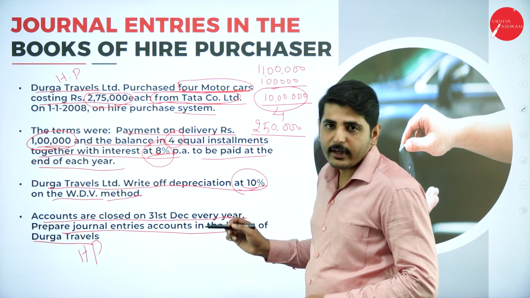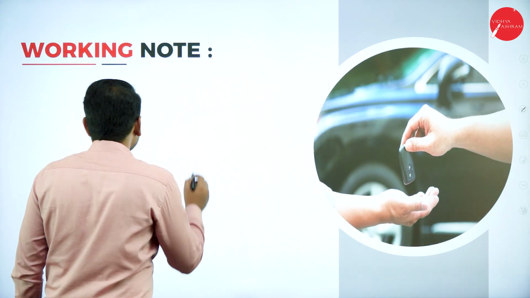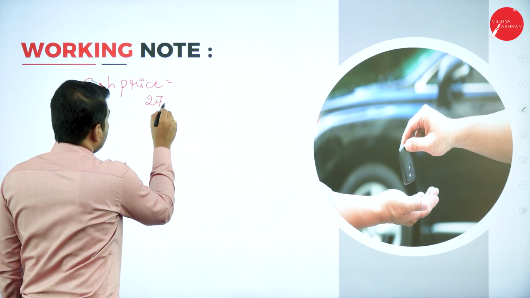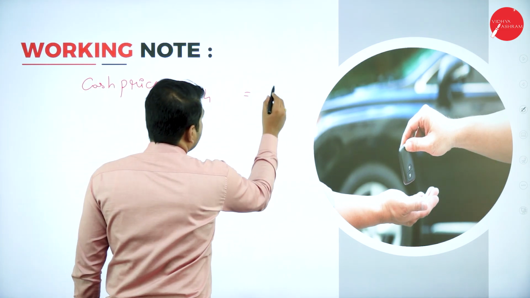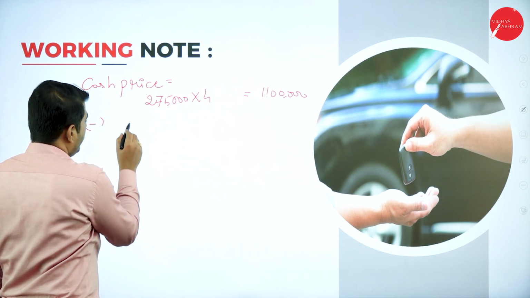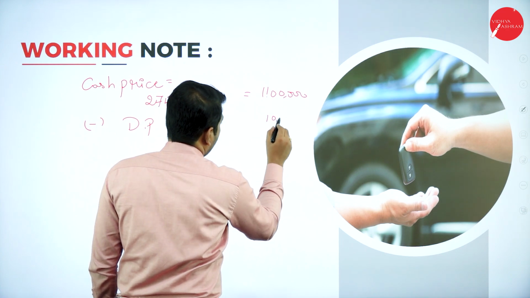Let's go to the working note. We have to calculate the working note. Let's see. See, what is the cash price? Cash price equals 2,75,000 into 4. It will become 11 lakh minus down payment. If you deduct the down payment, what is the down payment?